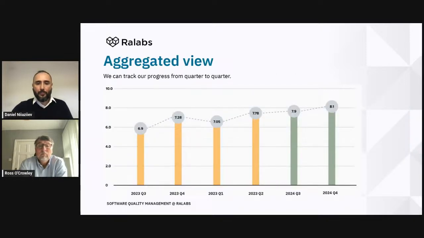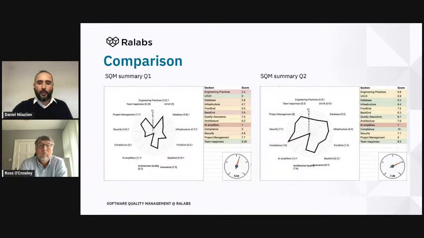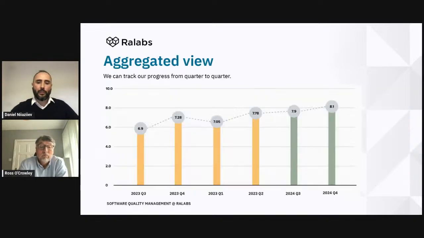Check the next slide. This one is about the aggregated view. Here, for example, we had an average of 5.6 something. In the next quarter, we had an average of 7.3 something, and we clearly see some progress. And we can use this data, some kind of aggregated or generalized data, and compare from quarter to quarter how we are progressing or degrading because of some reasons.